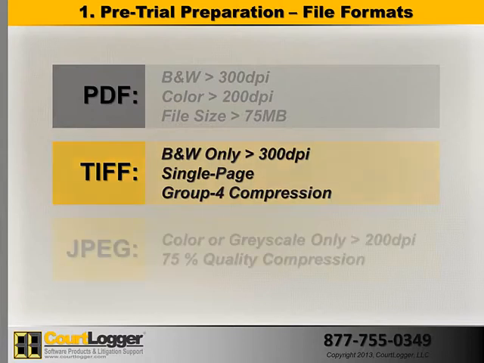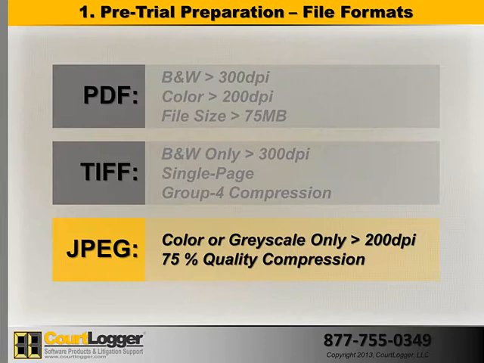JPEG files are the next preferred file format for color and grayscale images, in that the image can be compressed into a smaller file size without losing much of the image quality. Again, avoid scanning color images greater than 200 dpi unless extreme detail is a concern or the original photograph is smaller than 3.5 by 5 inches.